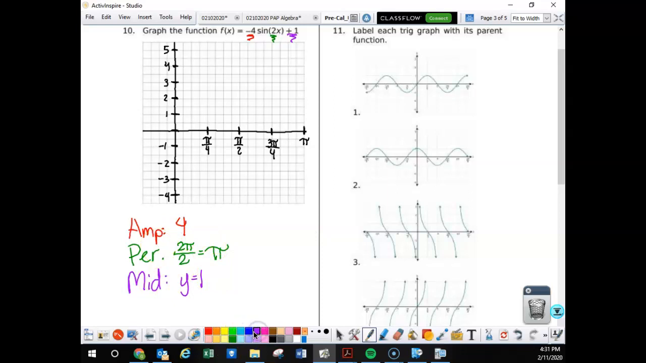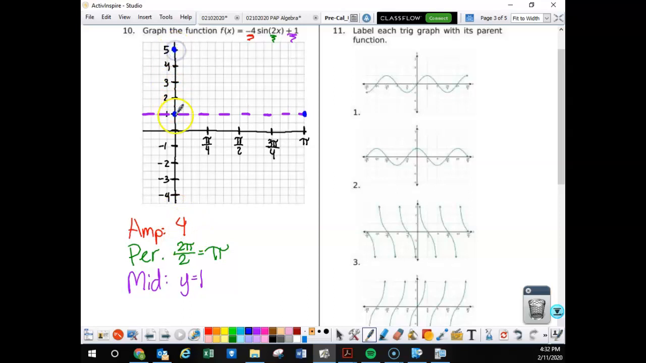So the midline is going to happen at 1. So at y equals 1, this is my midline. And what I'm going to use is the window pane to help me graph this. So the period is pi. So I start at 0 and go all the way to pi, and then I have to use the amplitude to figure out how high the box is going to go. The amplitude is 4, so I'm going to go up 1, 2, 3, 4.